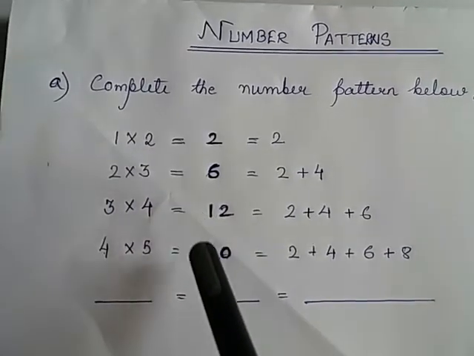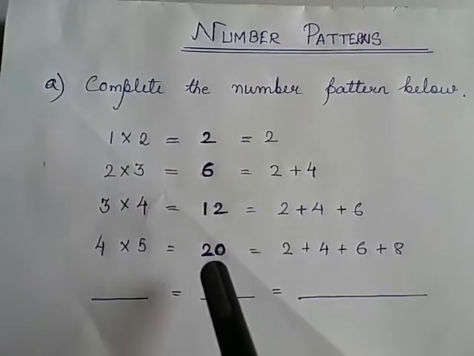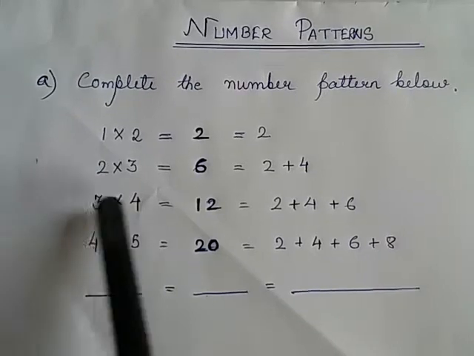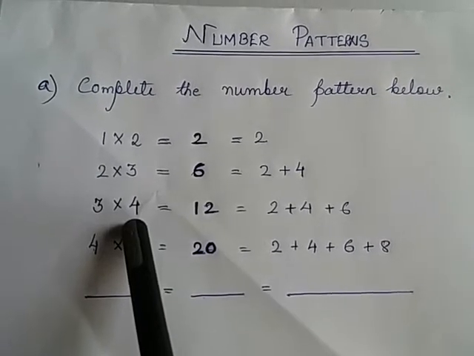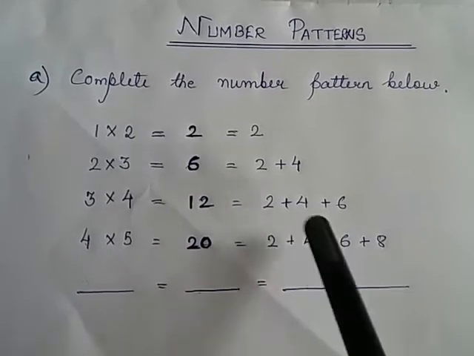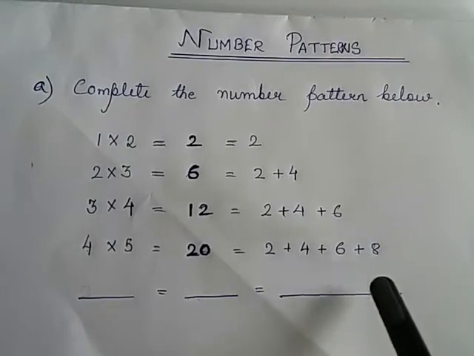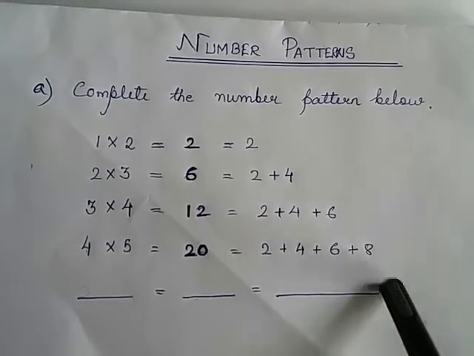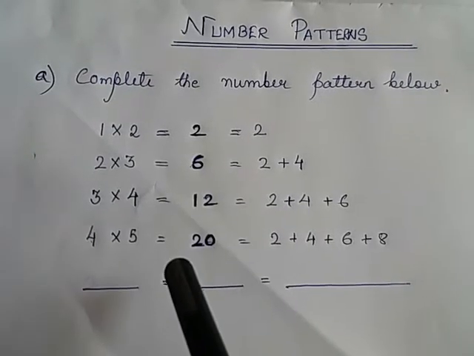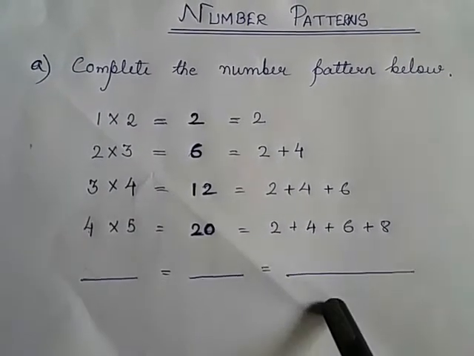So the digits that are written in bold are the product of two consecutive counting numbers. Also, they are the sum of consecutive even numbers, and the consecutive even numbers are increasing by 1 each time. So this is the pattern, and following this pattern we will fill in the blank.